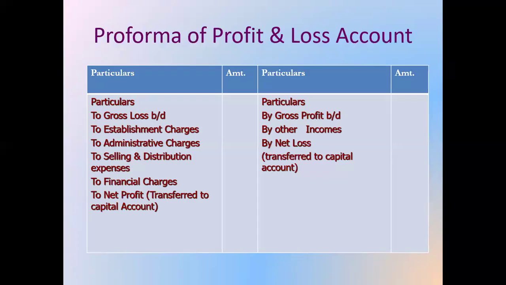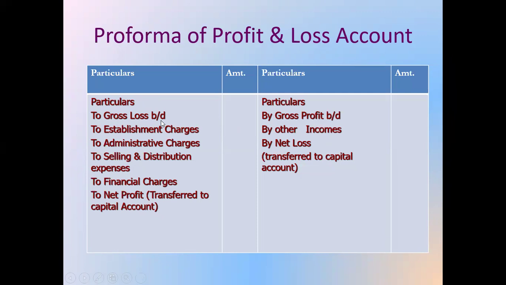Now, this is the format of the profit and loss account. This format is basically divided into two parts. Part one is known as the debit side and part two is known as the credit side. On the debit side, all the indirect expenses come. On the credit side, incomes other than sales come. And here, first of all, we mention gross loss b/d.